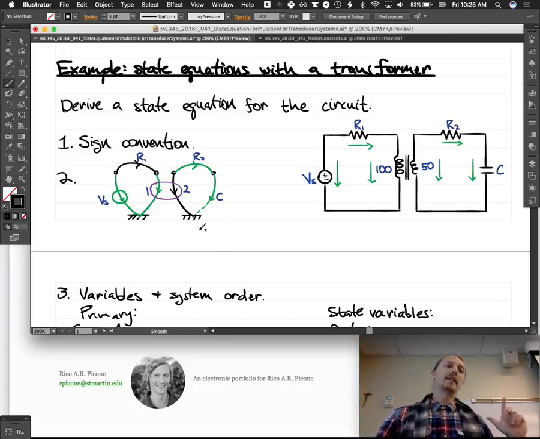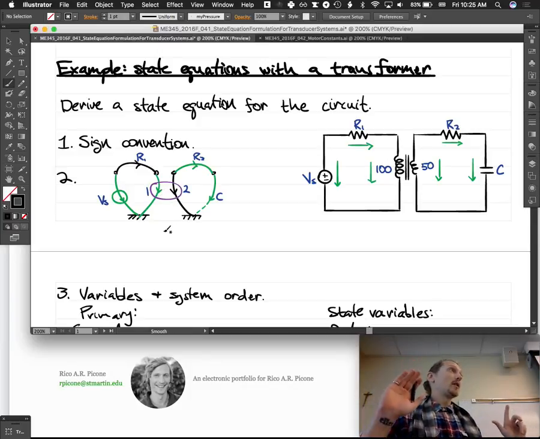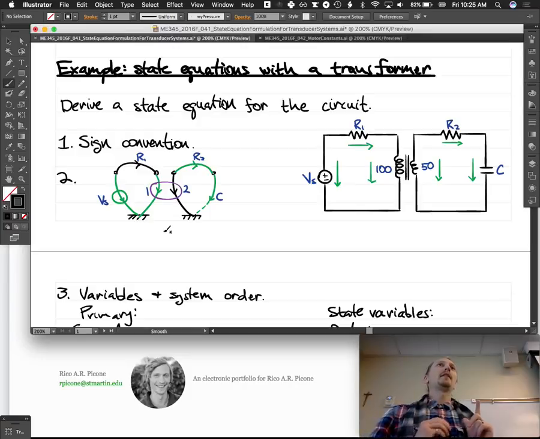It's a transformer, so we have to select one side or the other, right? Minimizing the number of T-types in the normal tree: how many T-types do we have in this linear graph? None. So it doesn't matter, we can choose either one. You could choose this one, or you could choose this one. The state equation that you'll get will be identical. It doesn't matter.